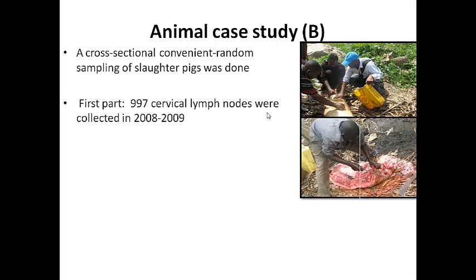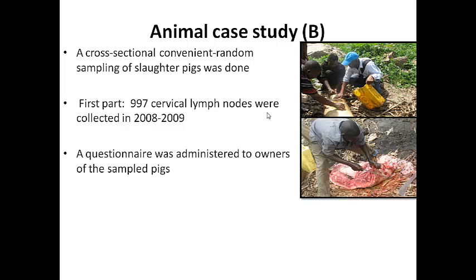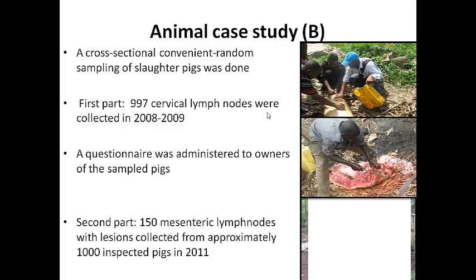It was a cross-sectional convenient random sampling of slaughtered animals. We did it in two parts. In the first part we collected 997 cervical lymph nodes between the year 2008 and 2009. A questionnaire was administered to the owners of the pigs that we sampled.